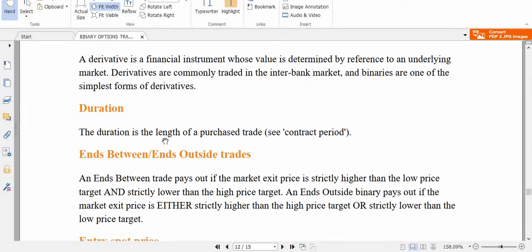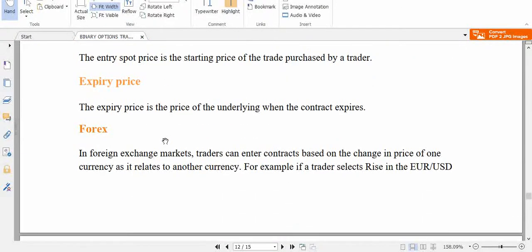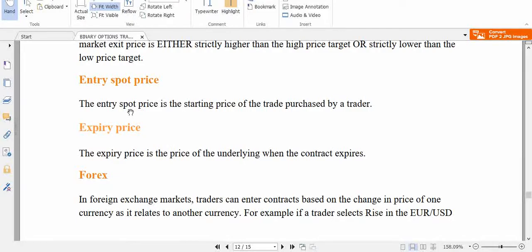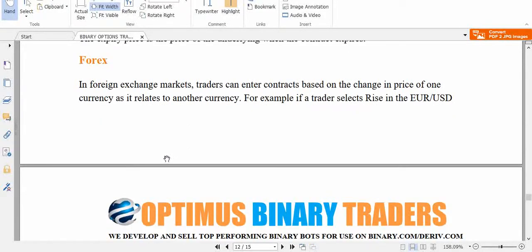You can read about that and all that. Maybe just to explain, because you are going to see this part when you are talking about the bot and the analysis. So we have the entry spot price. The entry spot price is the starting price of the trade purchased by a trader. So anytime you just enter the market to do a trade, that will be your entry point. Now your exit point will be now the last price when you are leaving the market.